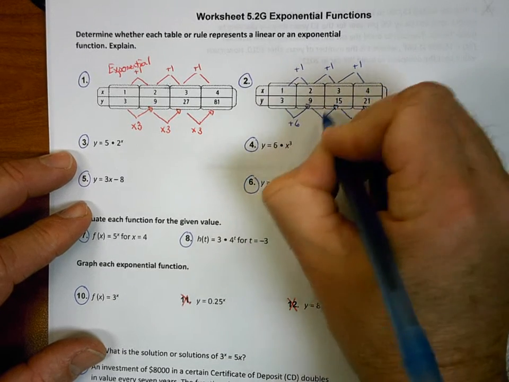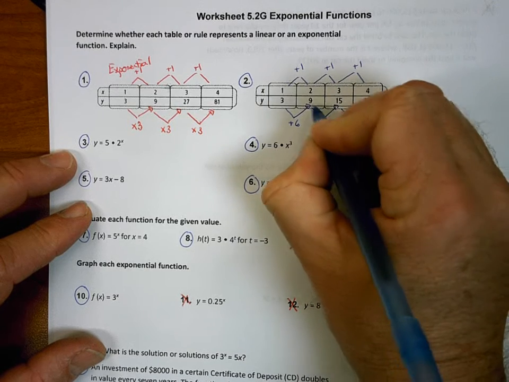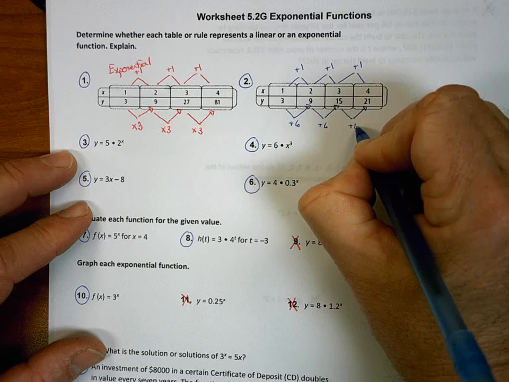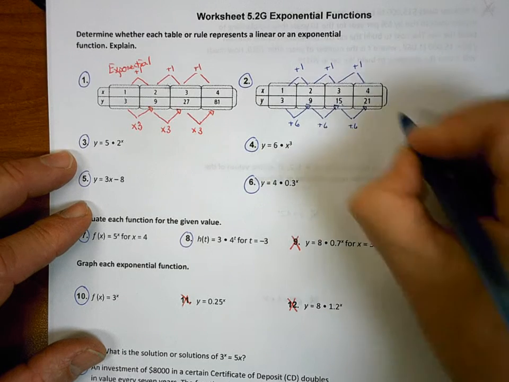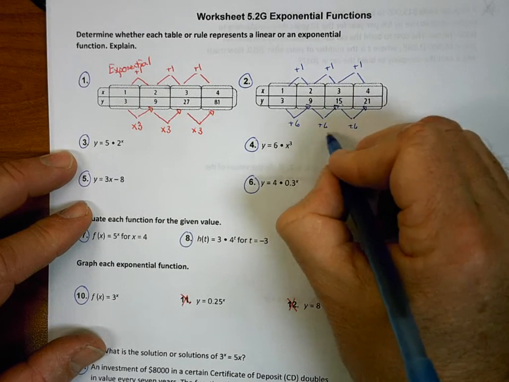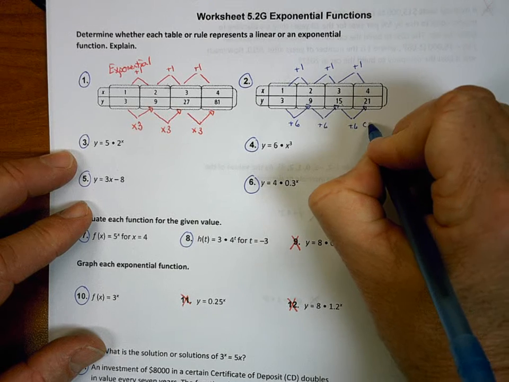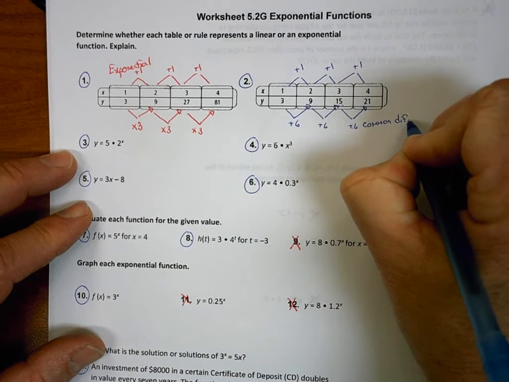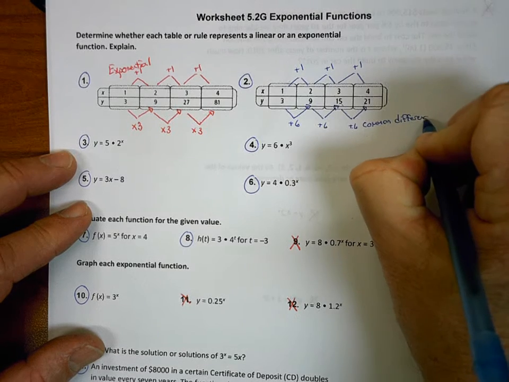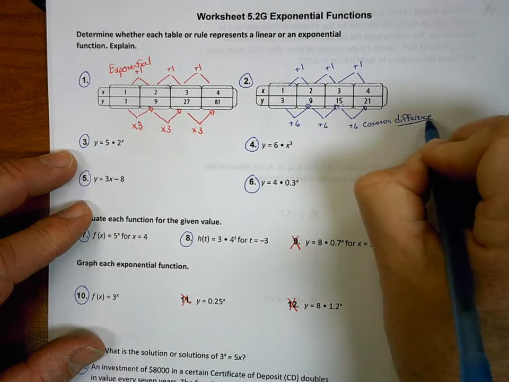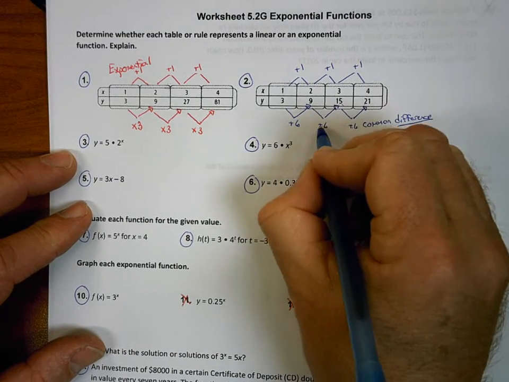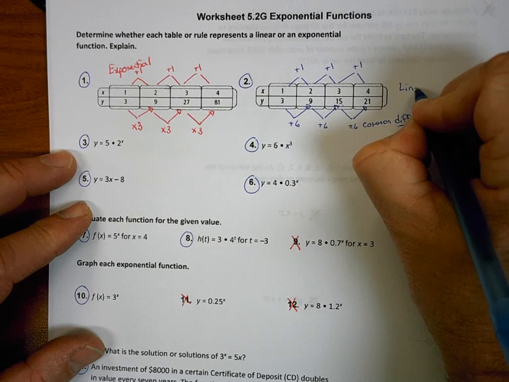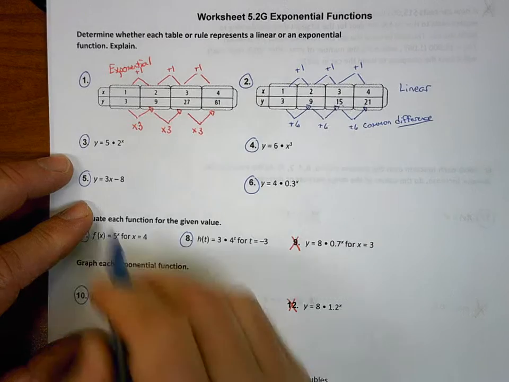3 plus 6 is 9. If we add 6 again, 9 plus 6 is 15. If we add 6 again, 15 plus 6 is 21. This is called a common difference. When you're adding or subtracting to get from one value to the next value in a table, it is what is known as a common difference. If you have a common difference, then it means that it is a linear function. So number 2 is linear.